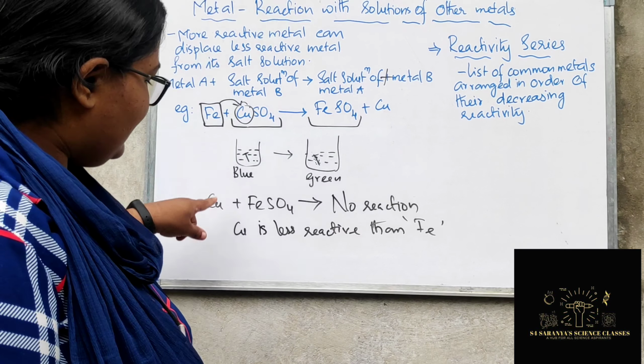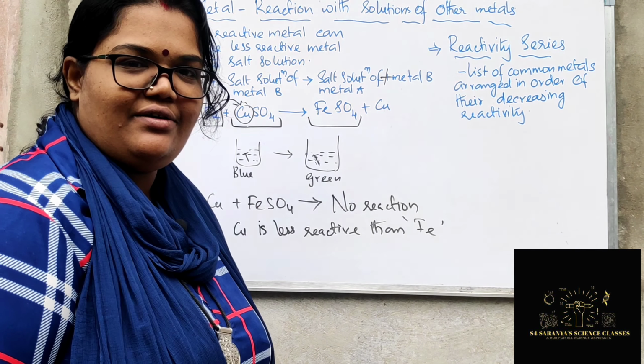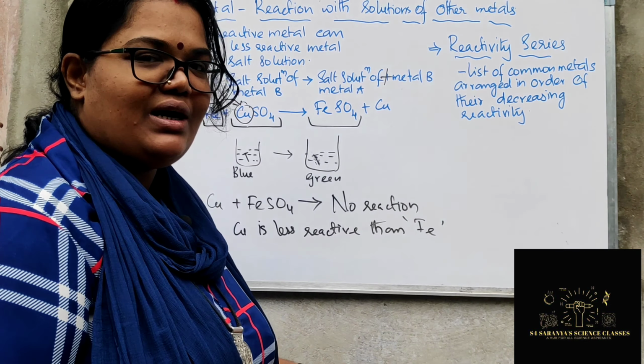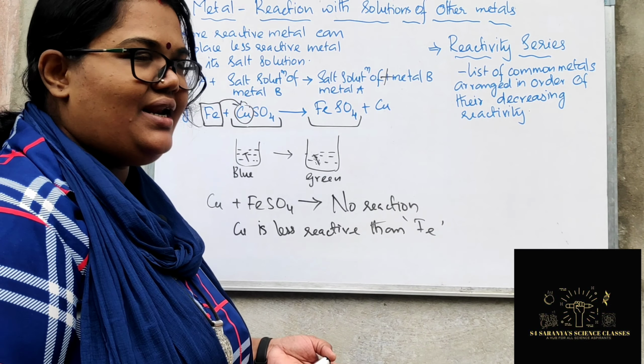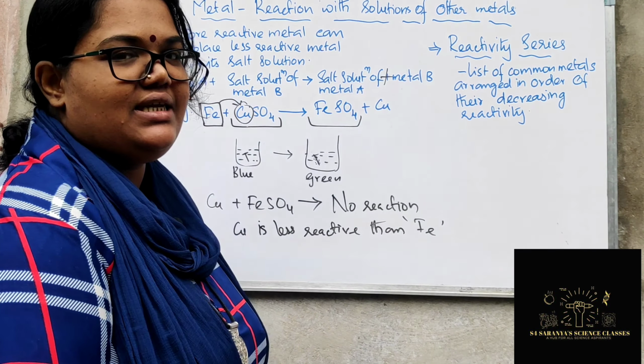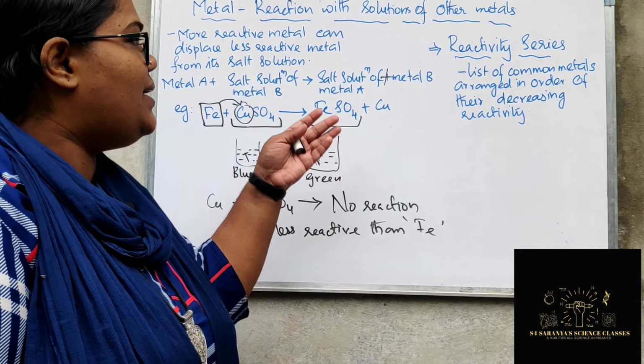Always remember, it must be a highly reactive metal, then only it can displace the less reactive metal. How can you understand whether it is highly reactive or more reactive? We learned that in the Class 10 chapter 1 itself, the reactivity series, right? So in this chapter we are again going to refresh that reactivity series. Those who don't know about this, please go through that.